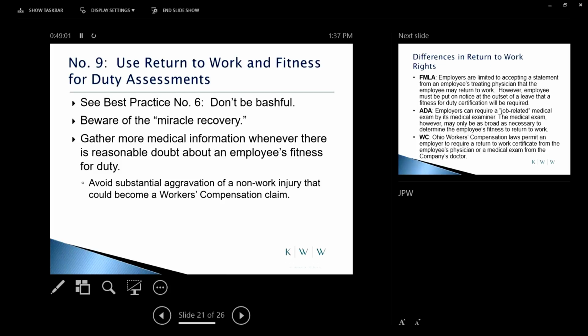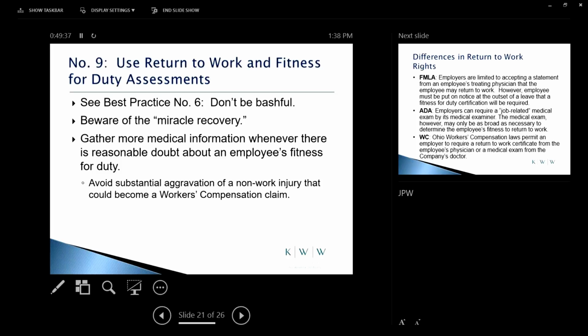Okay, I am up to best practice number 9. Use return to work and fitness for duty assessments. Remember I mentioned that on the FMLA DOL designation form, you're allowed to check the box that says yes, you will be required to provide a fitness for duty return to work slip from your doctor. And that's all you're allowed to require, is that simple statement from the doctor that yes, the employee is released to return to work with or without restrictions.